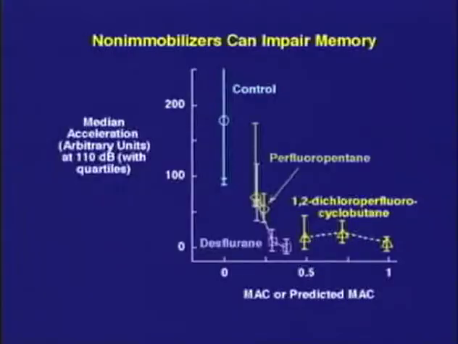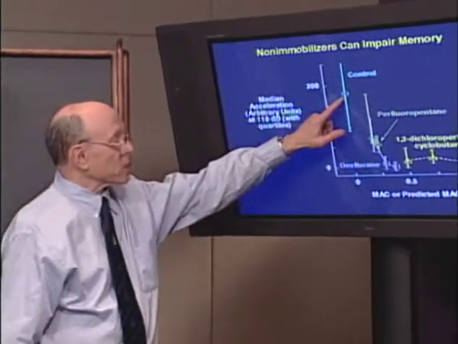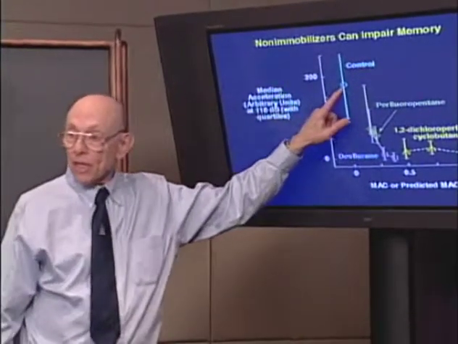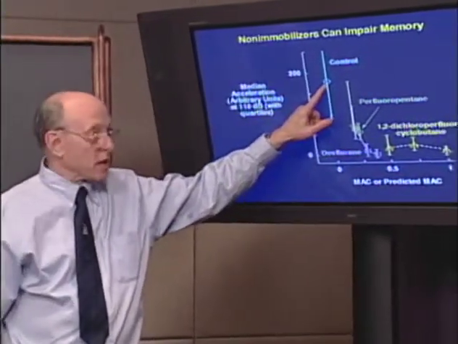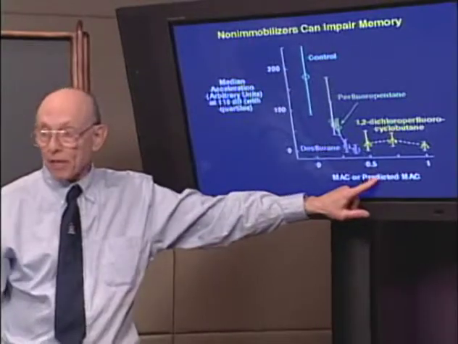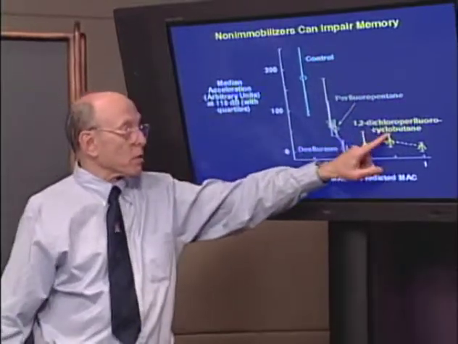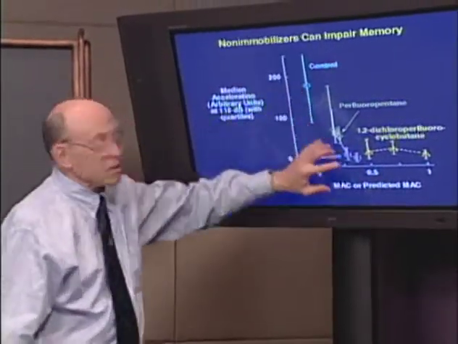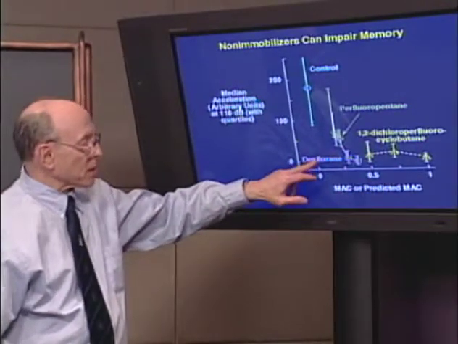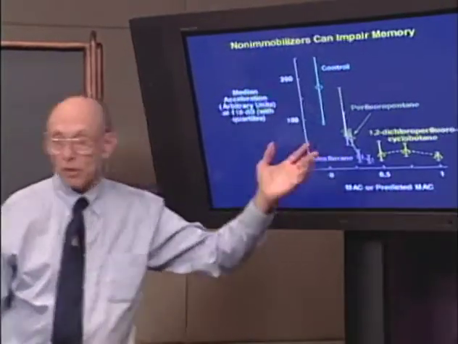Now here are the effects. The acceleration imparted to the chamber, in arbitrary units, at a 110 decibel tone, is this much with a control animal. So during the training session, the animal has received no anesthetic, no non-immobilizer. But if you give, either as a MAC or a predicted MAC based on lipophilicity, perfluoropentane, which is a non-immobilizer, or 1,2-dichloroperfluorocyclobutane, you see that you have suppressed this jumping. And you've suppressed it over the concentration range that is the same as the suppression that you see with desflurane or with isoflurane.